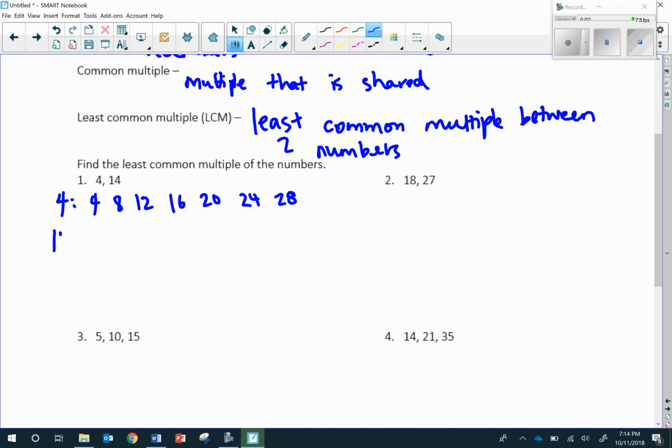So now I'm going to write the multiples of 14. So that would be 14 and 28. Sure enough, I have found my common multiple, which is 28. And in this case, this would be our least common multiple.